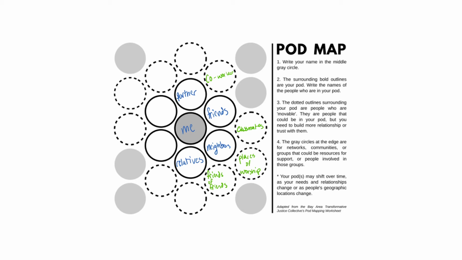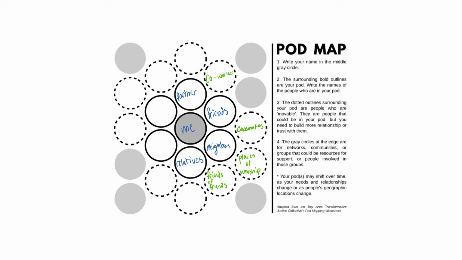Next, we'll move into these shaded bubbles. Up until now, you have been filling each circle with a name or a group of names, but the shaded bubbles will usually be less individuals and more groups or communities, networks, any group that could be a resource for support, or sometimes it's helpful to put contact information for people within those groups.